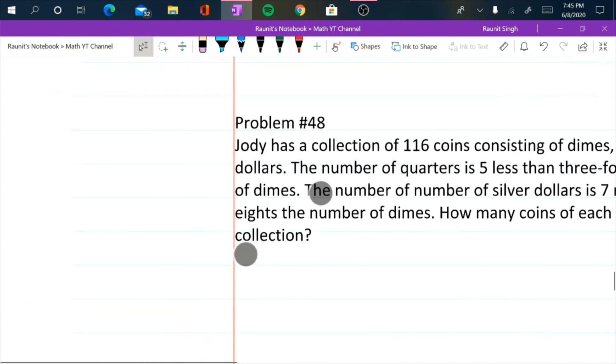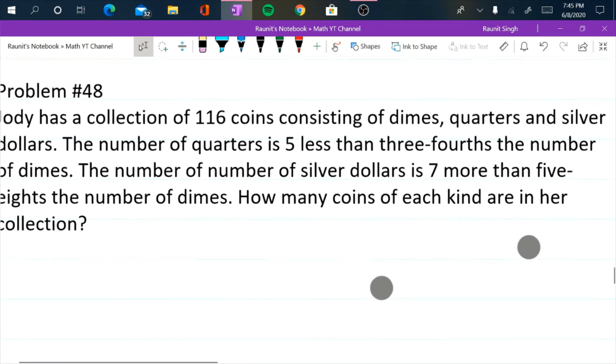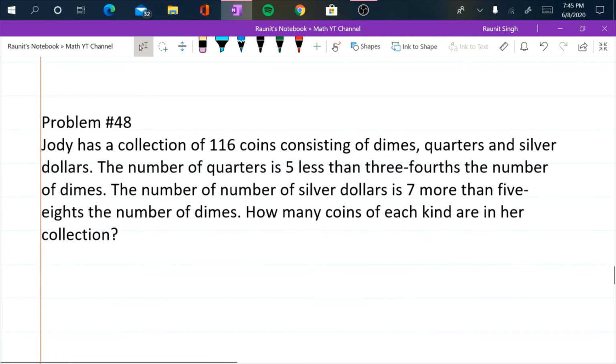Okay, so now we're on word problems. Jody has a collection of 116 coins consisting of dimes, quarters, and silver dollars. The number of quarters is 5 less than 3/4 the number of dimes. The number of silver dollars is 7 more than 5/8 the number of dimes. How many coins of each kind are in her collection?